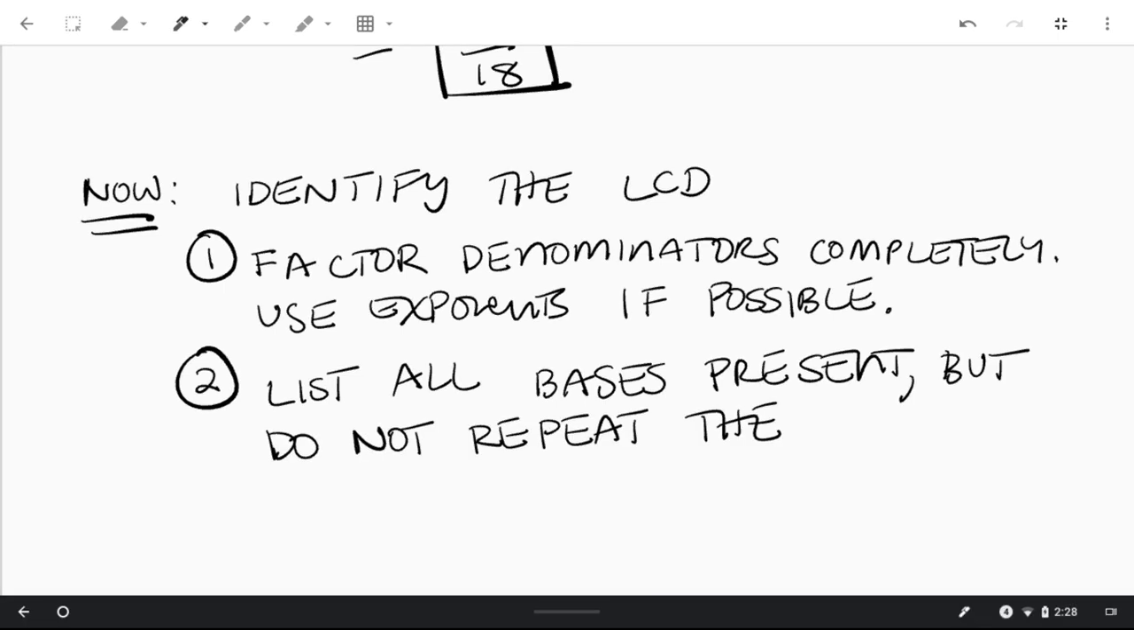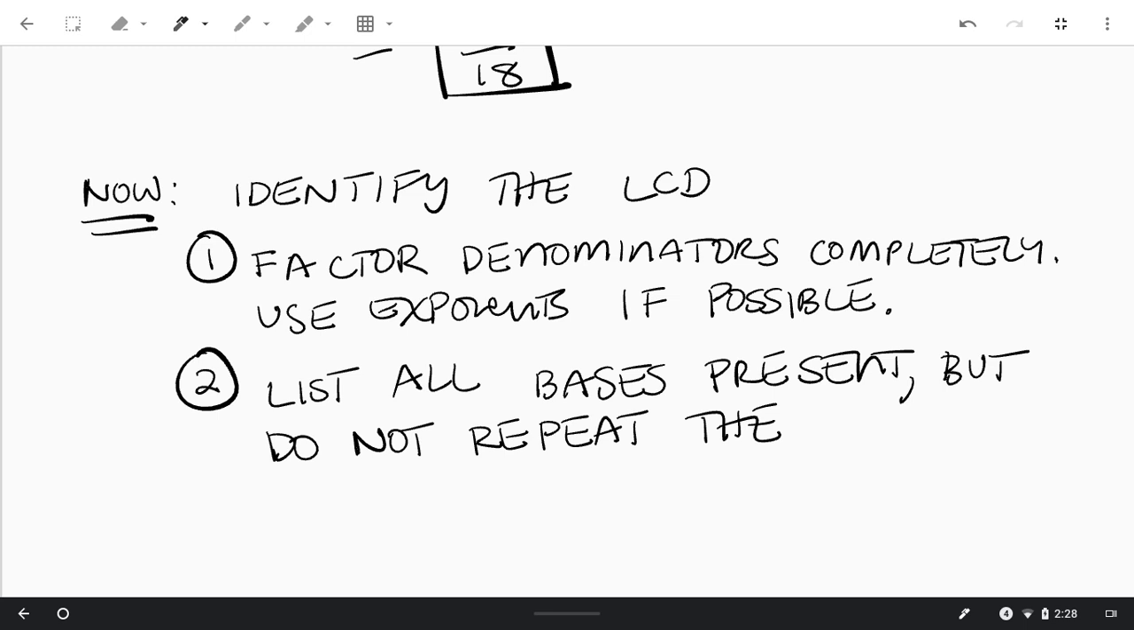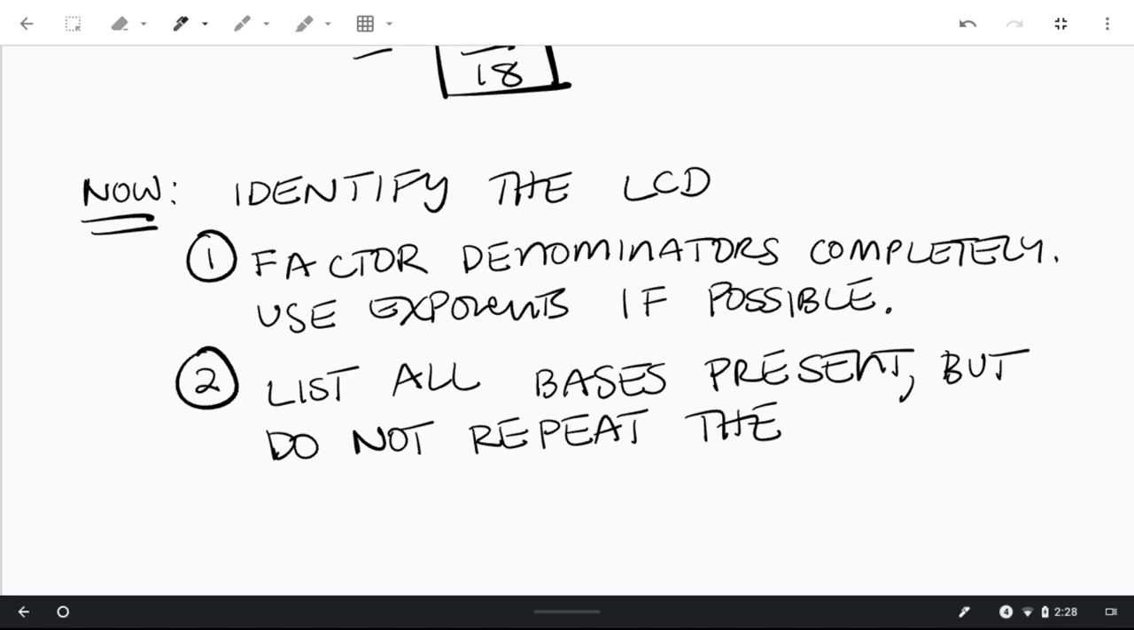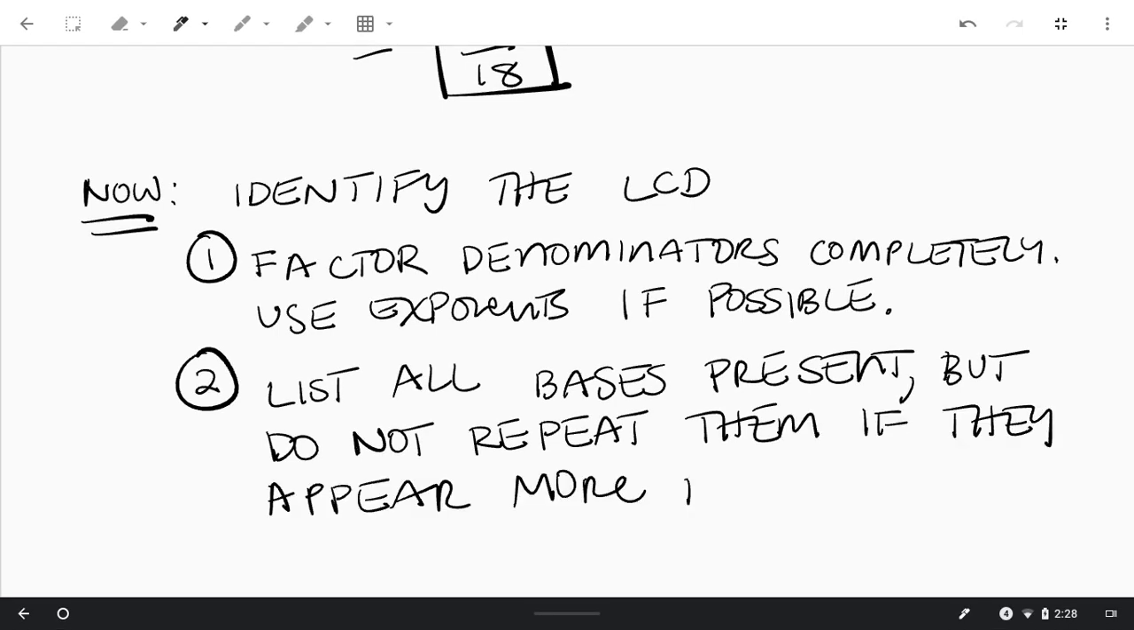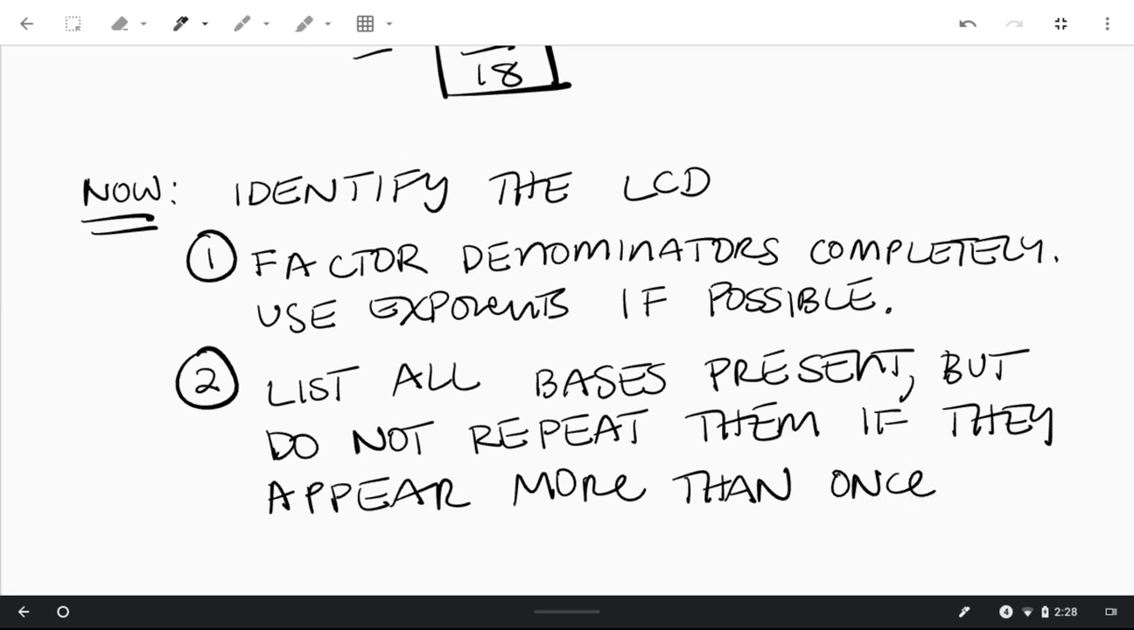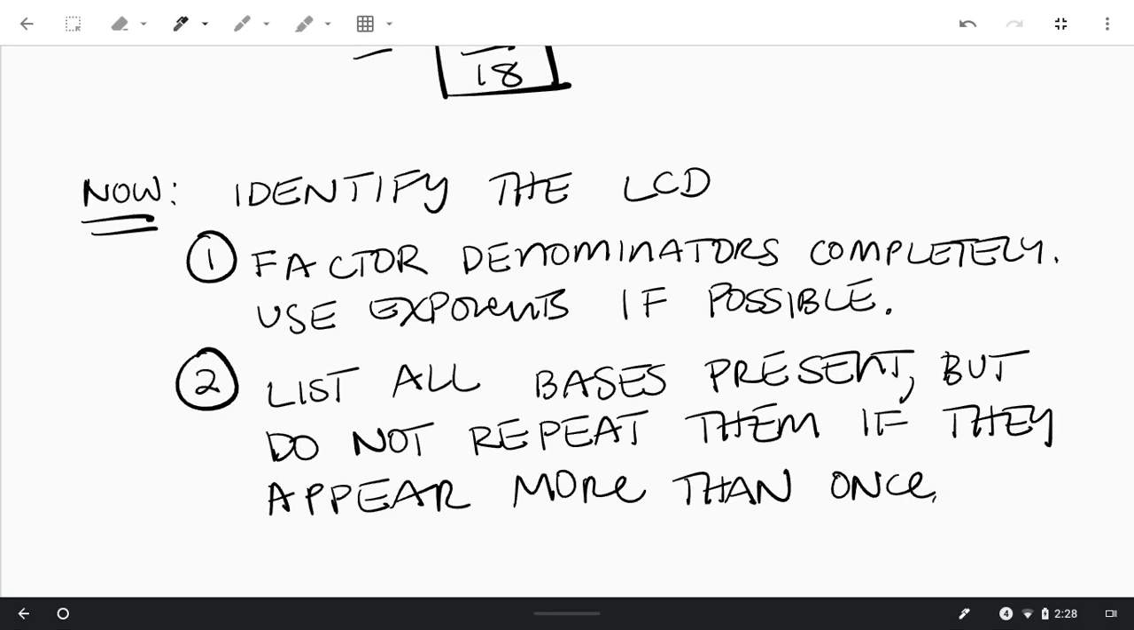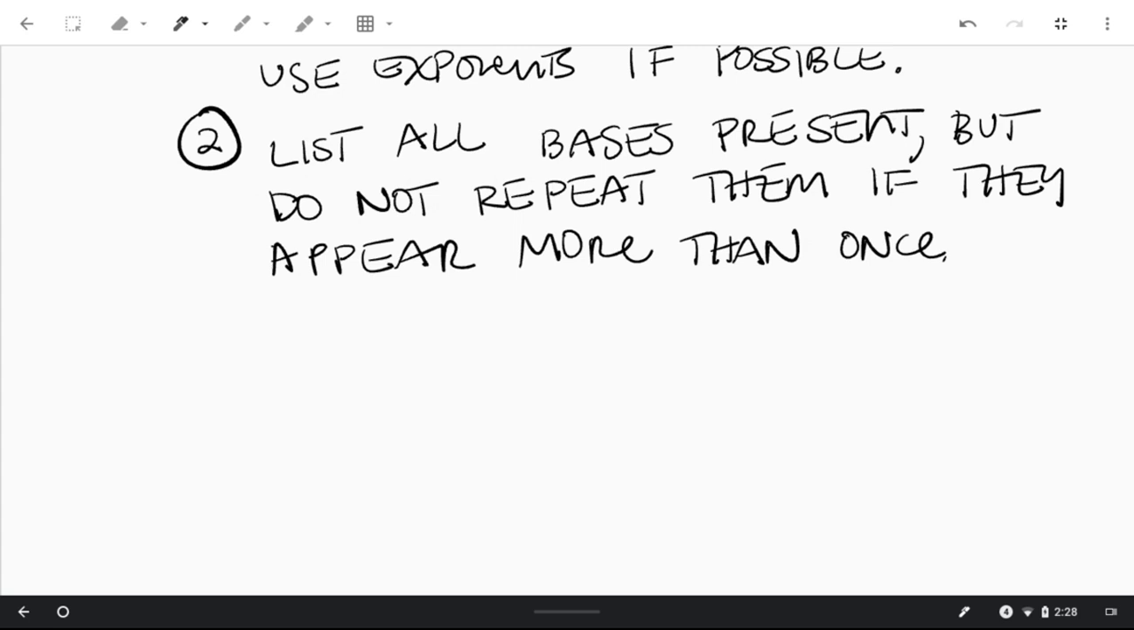If they appear more than once. And I'll explain why when we're going over it. Okay, but it has something to do with this third step here. Let me wait for this to load. Okay, so this third step here, use the highest exponent.